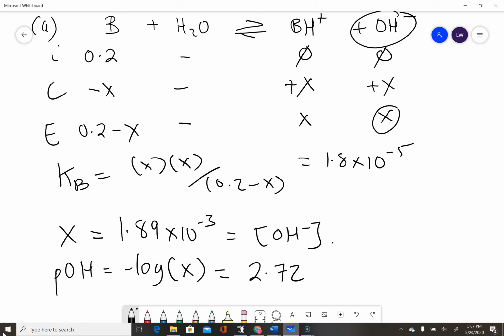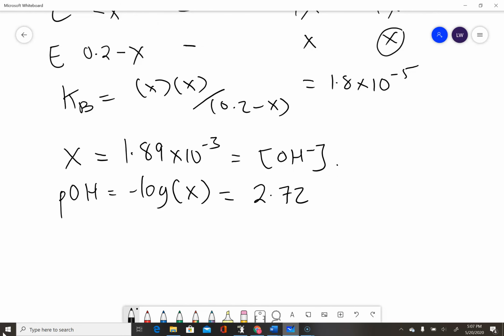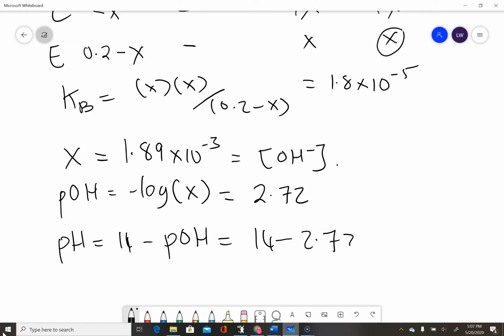2.72. Now I'm not asked for the pOH, I'm asked for the pH, and pH is just equal to 14 minus pOH, so 14 minus 2.72, 14 minus the answer that I got from before, and I'm done, right? So 11.28 is my first pH before I get going. Now this is a solution of the weak base ammonia, so I'm expecting a pH greater than 7, so this looks great.